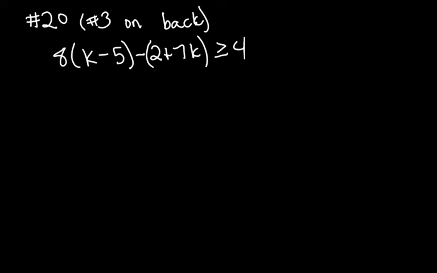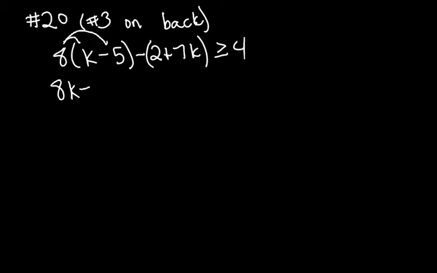Number 20, or number 3 on the back, has multiple parts to it, but the first part is just to solve this inequality for the variable. So in this case, we're going to solve it for k. Just like with the equations, we're going to simplify each side by itself first.